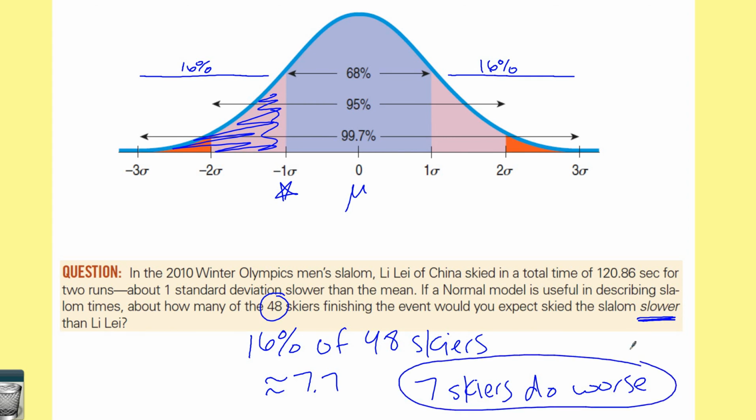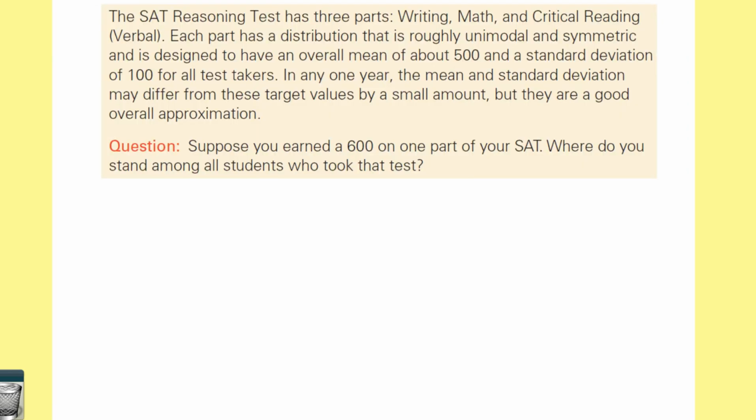So that would be a normal model. You're comparing them to everybody else, but not knowing everybody's specific data value. It's your distance from the mean. Let's do another one.